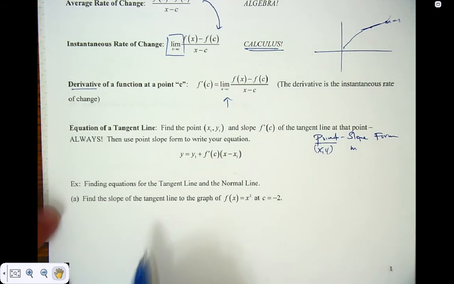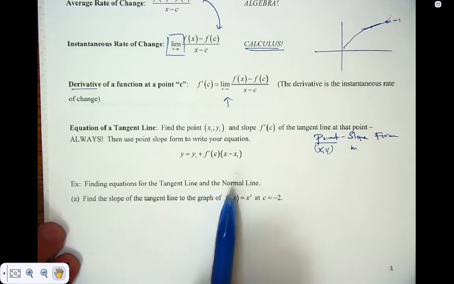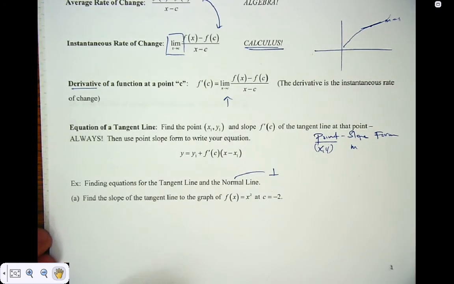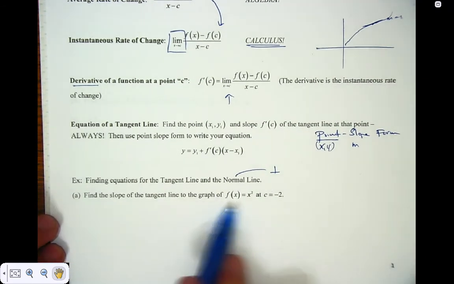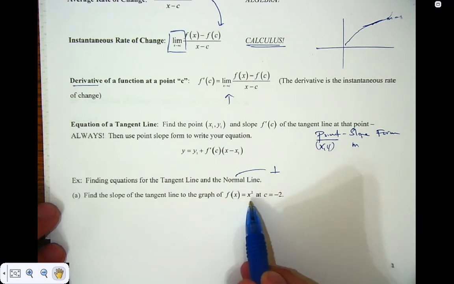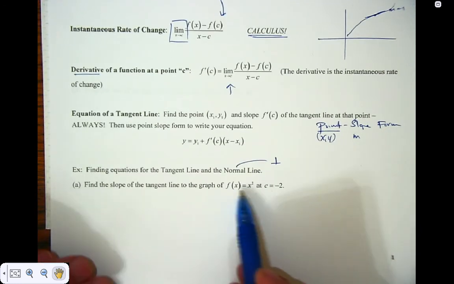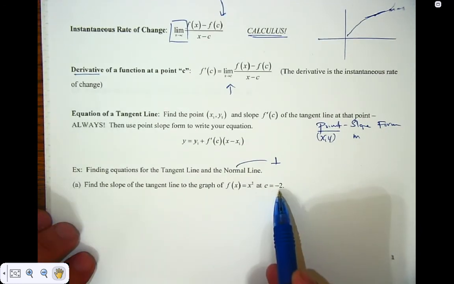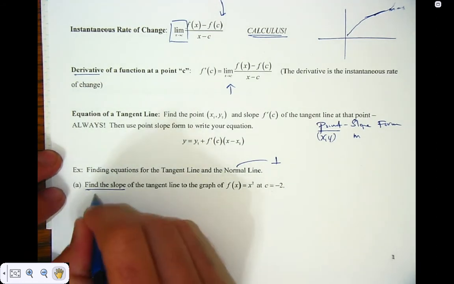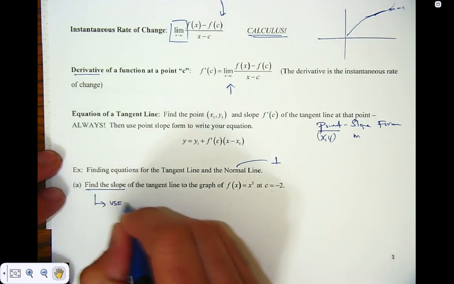Okay, so let's get in here and do an example. It says finding equations of the tangent line and the normal line. Normal line, remember, is just a perpendicular line. So let's find the slope of a tangent line given this function. Okay, you guys know a lot about this function. This is y equals x squared. It's a parabola. It's a polynomial. It's continuous, no holes, no weird stuff. And we want to know what's going on at -2. Okay, so find the slope. That is telling you to use the derivative.